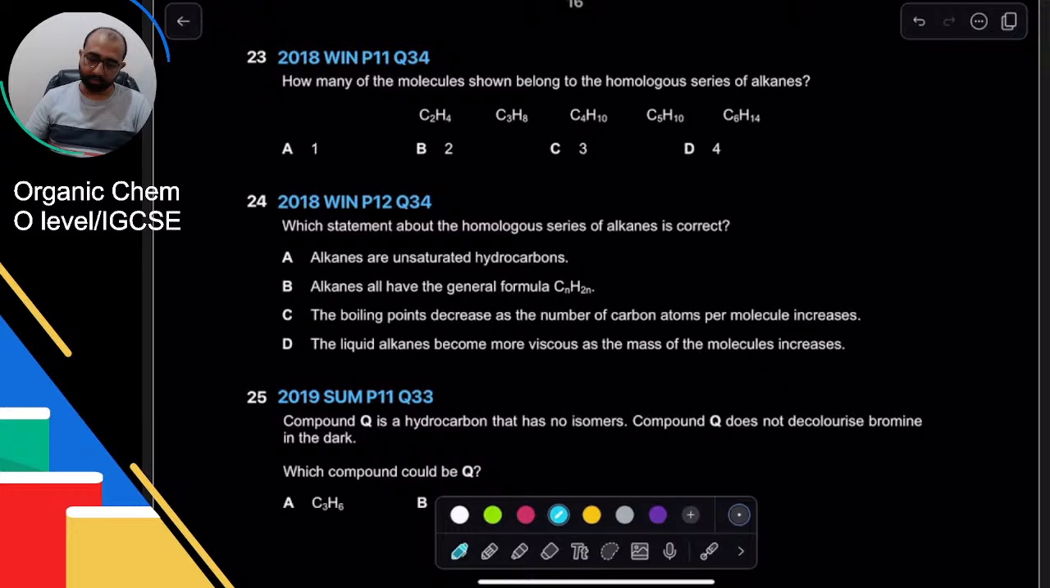Okay. Many molecules shown belong to the homologous series of alkanes. How many of these? Okay, let's see. In alkanes again the number of hydrogens is double carbon plus 2. So double plus 2 is this. Double plus 2 is this. Double plus 2 is this. So 3. Okay, done?